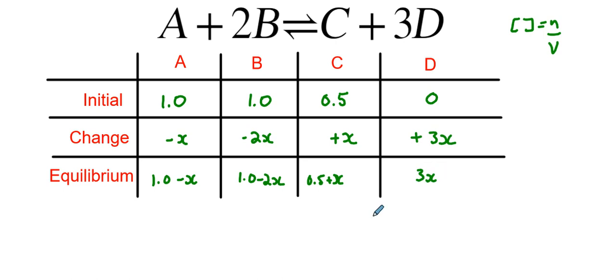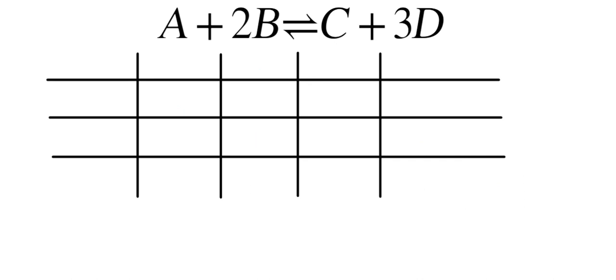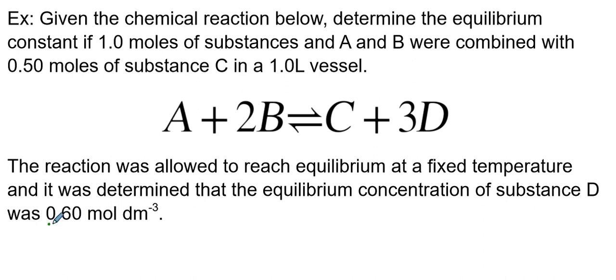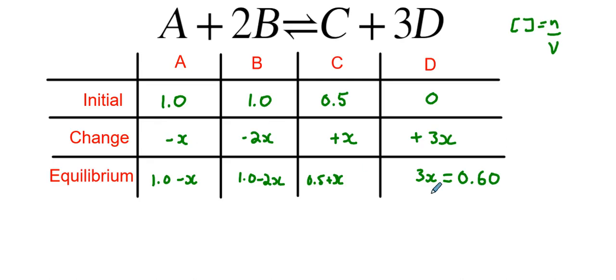There we go. So the other piece of information that we know here is that this 3X that D will be is also equal to 0.60. And that was given in the question itself. If you go back to the first slide, it told us that that was the equilibrium concentration that was measured in some manner. So that's where that value came from. So based on this, I can actually calculate X by dividing both sides by 3. I can obtain that X is equal to 0.20. And this is a concentration value. This is moles per decimeter cubed.